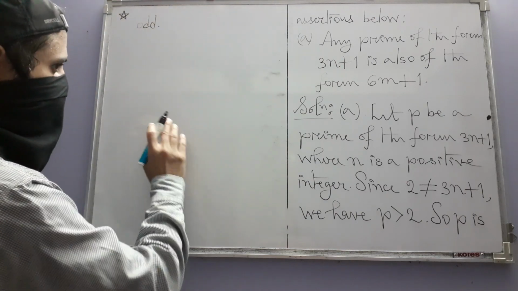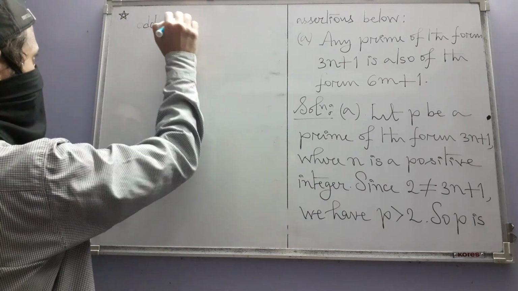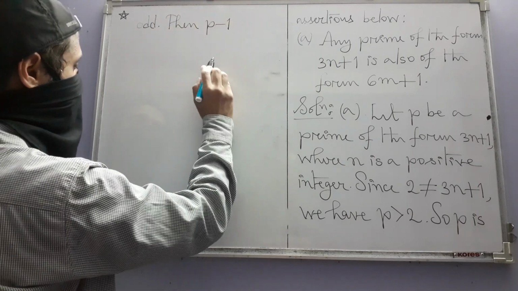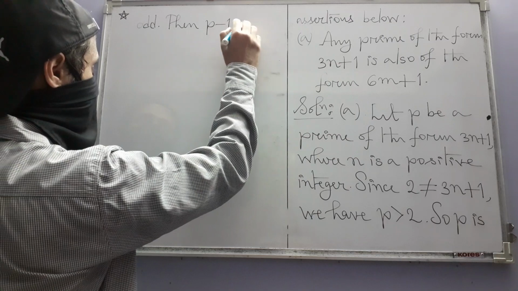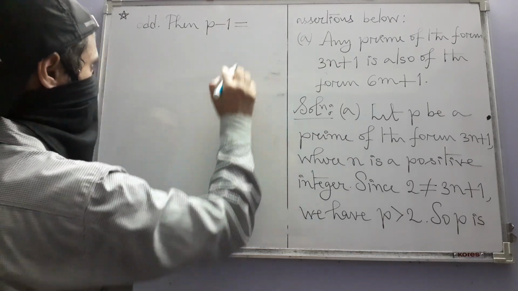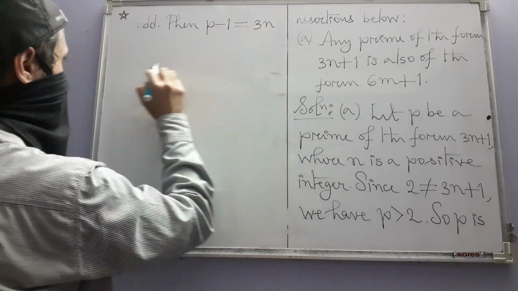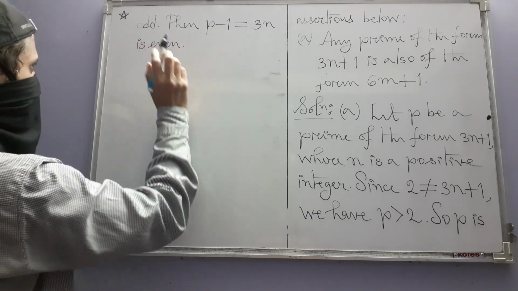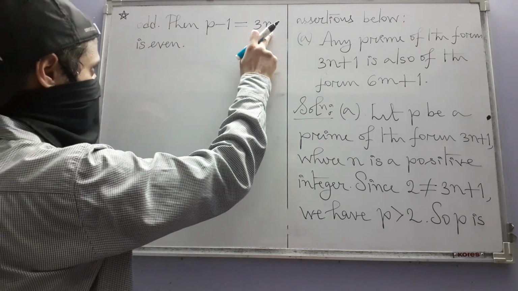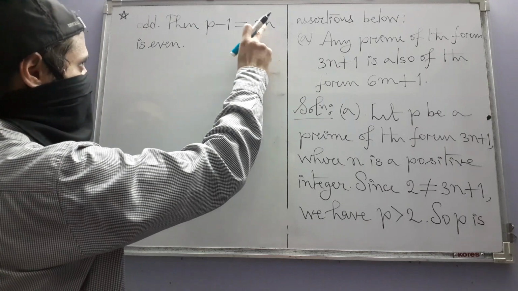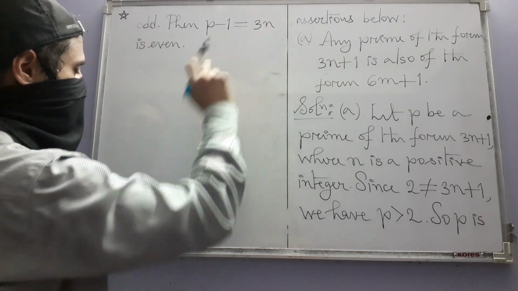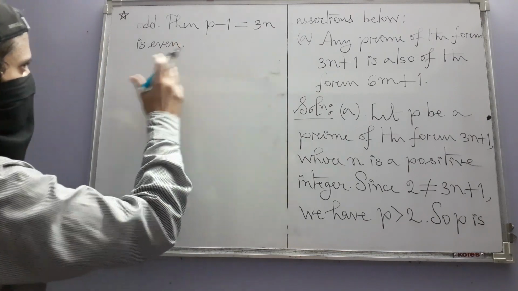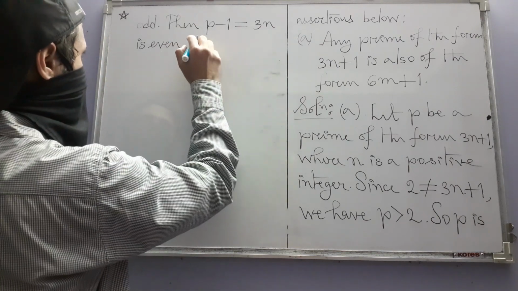P is odd, but if P is odd, then P minus 1 has to be even, that is P minus 1 = 3n is even. But the evenness of 3n then has to come from n, because 3 is relatively prime to 2. We should of course write it properly.